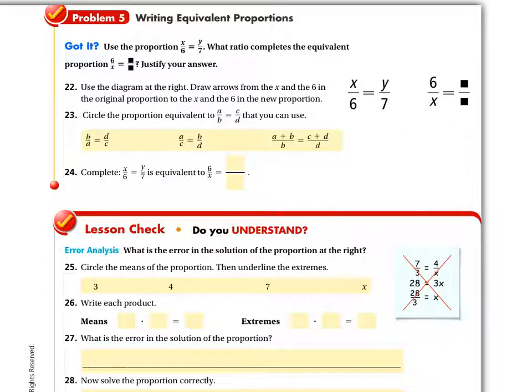What ratio completes the equivalent proportion 6 over x equals blank over blank? So you've got to look at your cross products. And so the cross products here, if I multiply x times 7, I would get 7x, wouldn't I? And then if I multiplied 6 times y, I would get 6y. Agreed? And shouldn't they be equal?